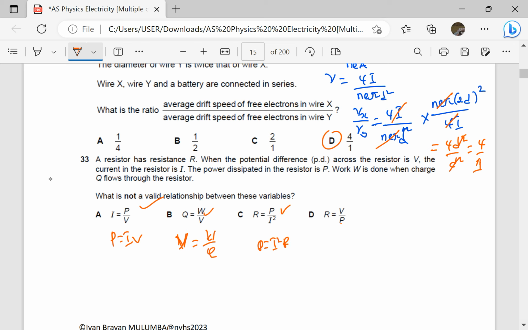This one is saying P is equal to V over R. That one is wrong. It is supposed to be P equals V squared over R. The answer is D. It is not valid.